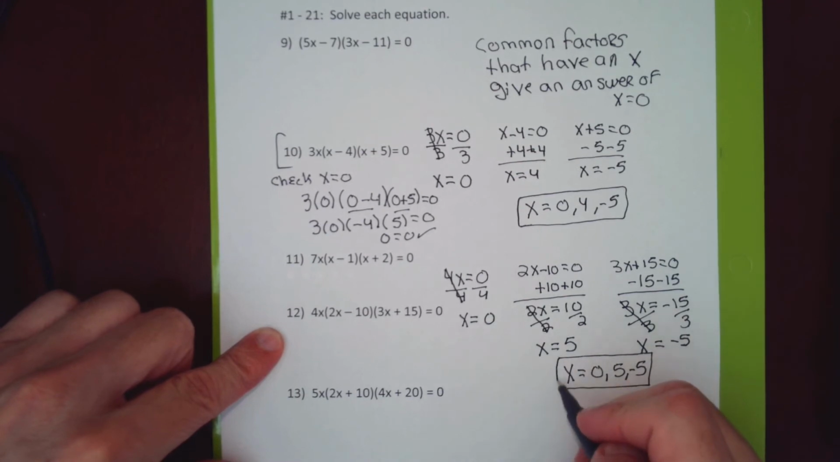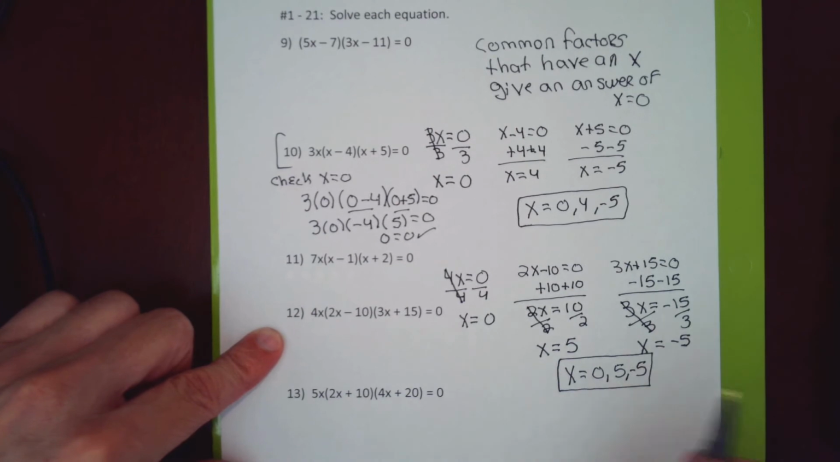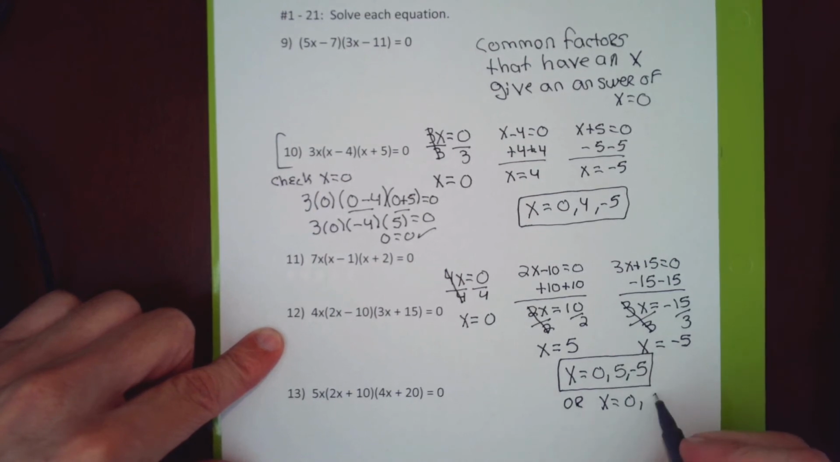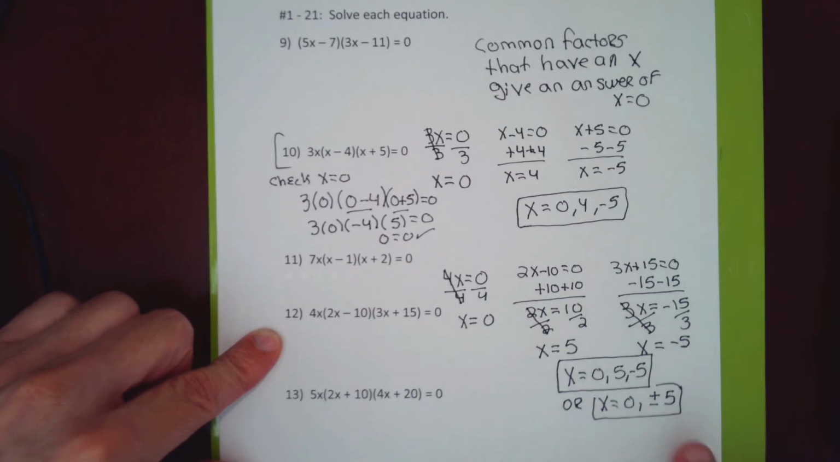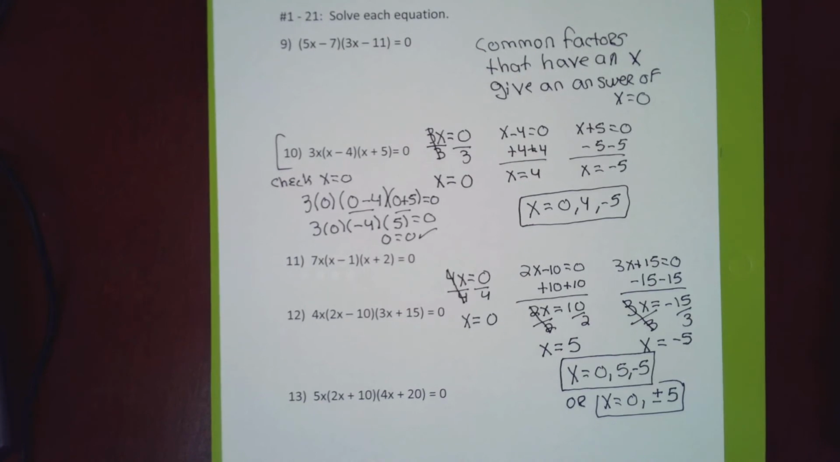Sometimes it happens that you get the positive version and negative version of the same number as an answer. Another way to have written this answer would be x equal to 0, comma, and then instead of writing positive and negative 5 separately, we can write this plus or minus symbol preceding the 5. That means 5 and negative 5. This is a shorthand for writing 5 and negative 5. It's really not that much of a shorthand. I don't know really how much I saved in terms of writing, but it's a common way to write, so you should be comfortable looking at it.